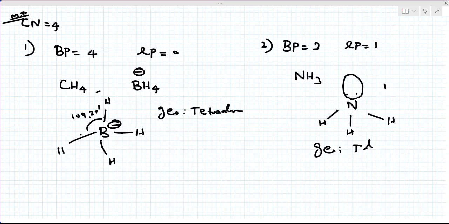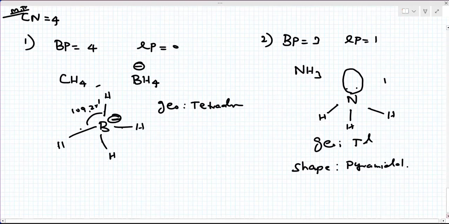But ammonia has a lone pair, so the shape will be different. What is the shape of ammonia? How to find out the shape? We have to count only the bond pair. Forget the lone pair. Now look at the appearance of the bond pair. It's a pyramidal shape. Very, very important.